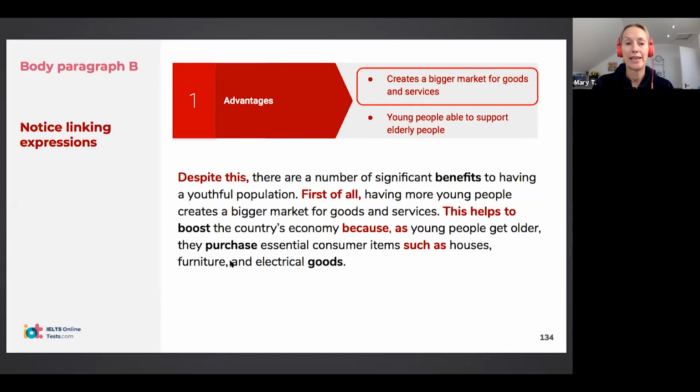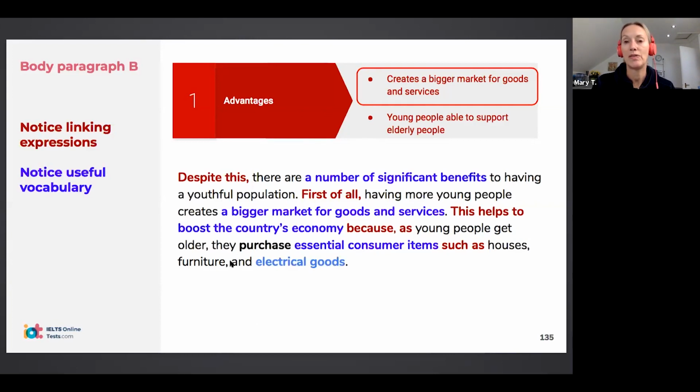Okay, and then just looking at the linking expressions, as I said before, despite this is a nice concession phrase, which kind of links up with the previous paragraph. First of all, it's a sequencing expression. And then this helps too, because, as, and such as.